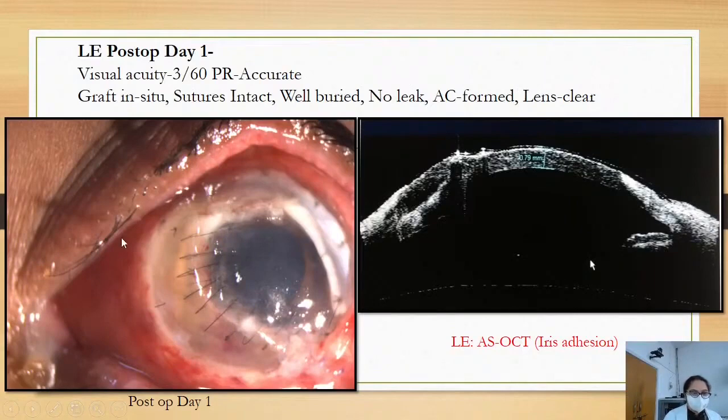And here we could see the visual acuity was 3/60 on post-op day 1. Graft was in situ, sutures were intact, it was well buried, there was no leak. Anterior chamber was well formed and lens was appearing clear. This is the anterior segment OCT of the left eye. Here we can see there is iris adhesion with the cornea on the nasal aspect.